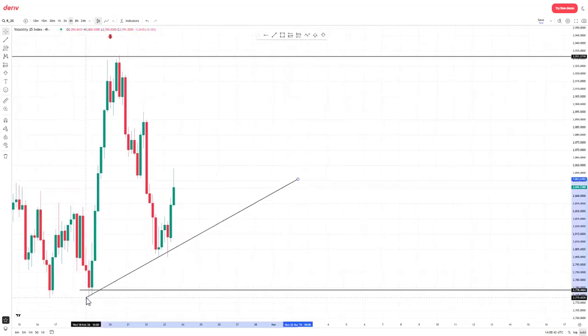The trend line was tested. That means we can't use it. Hence, you can see the market went up. This is 4-hour. They came back to test, and then now they are going up.